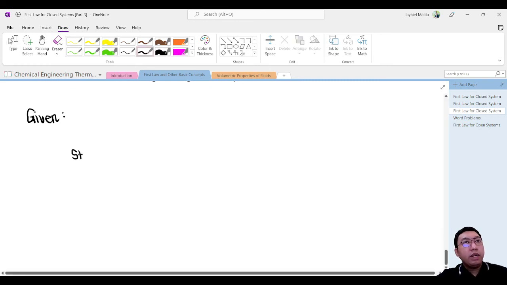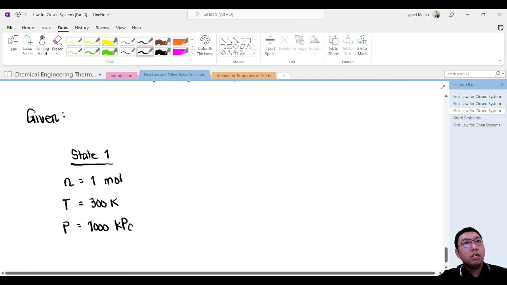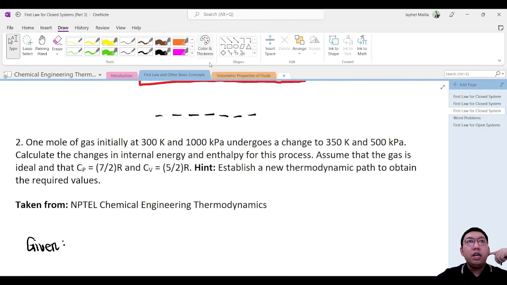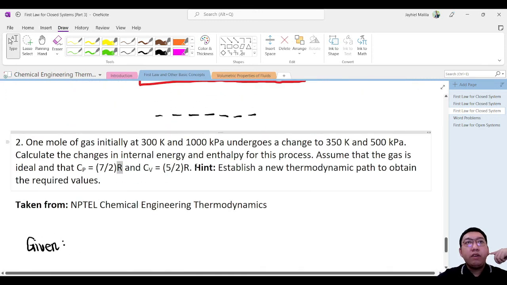I'll label this one as state 1. Of course we have N, or the number of moles, to be 1 mole. And then the temperature is 300 Kelvin, and the pressure is 1000 kilopascals. Since it's using kilopascals, I need to be mindful of the value of R here. By the way, the R here refers to the universal gas constant.